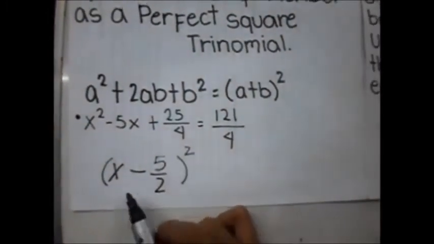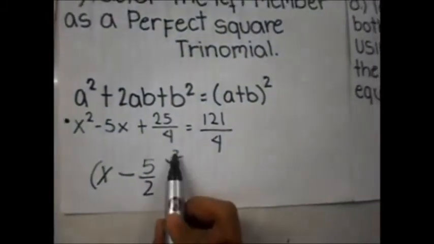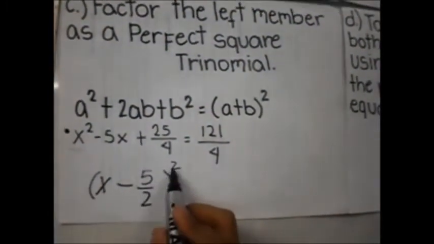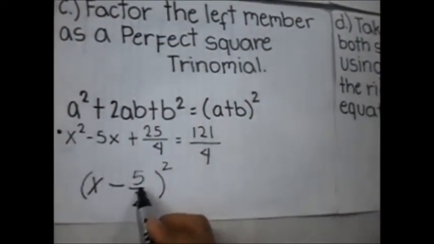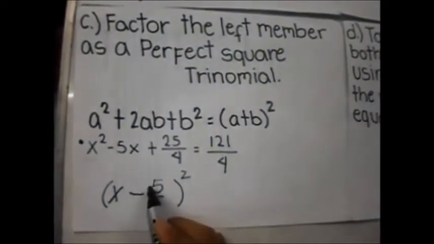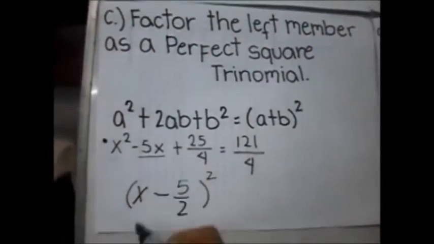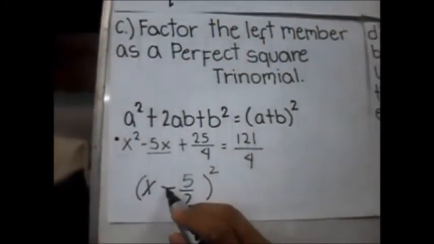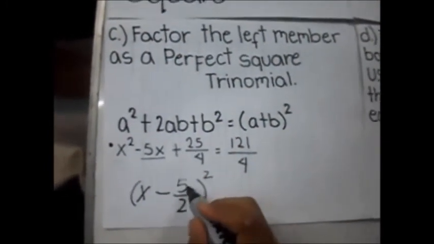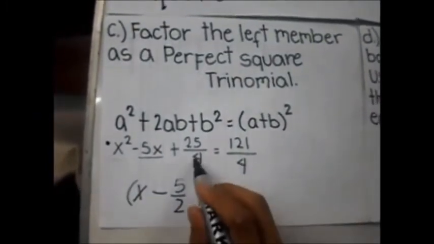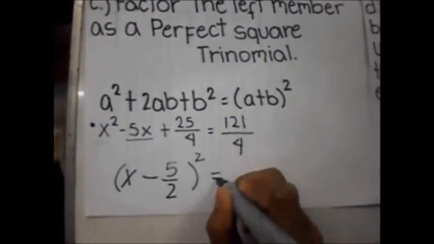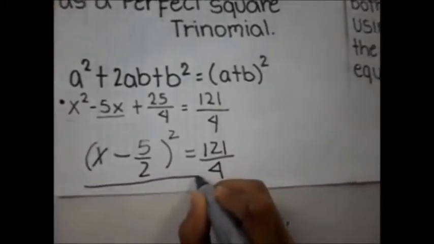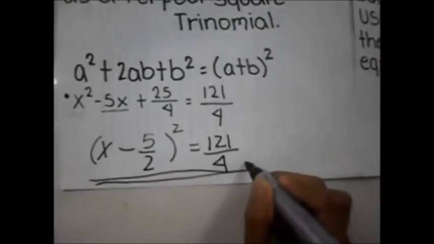Then, let's try to multiply that out. x squared, then 2 times negative 5 over 2 equals negative 5. Cancel the 2. Then times x, negative 5x. Then last, square the negative 5 over 2, which is negative times negative equals positive. Then 5 squared is 25, and 2 squared is 4. Correct. Then copy the last number, 121 over 4. So these are the equations again.